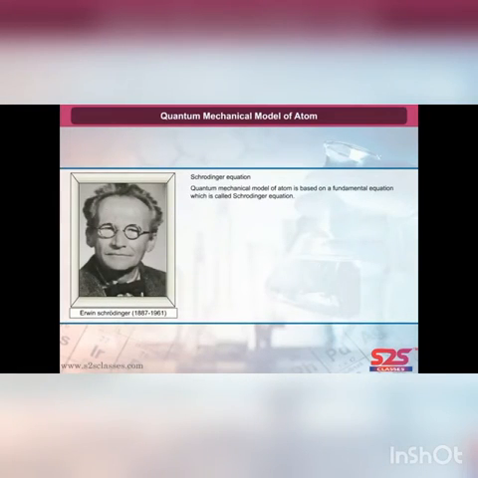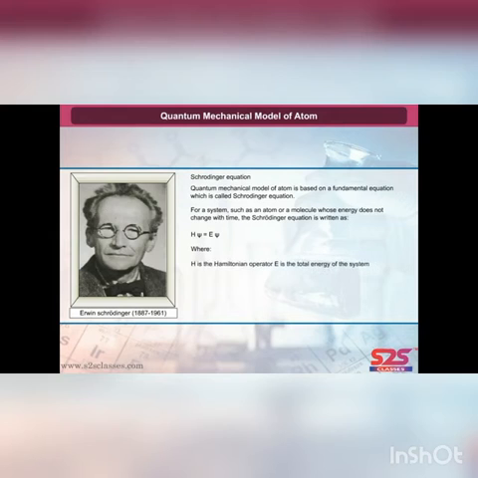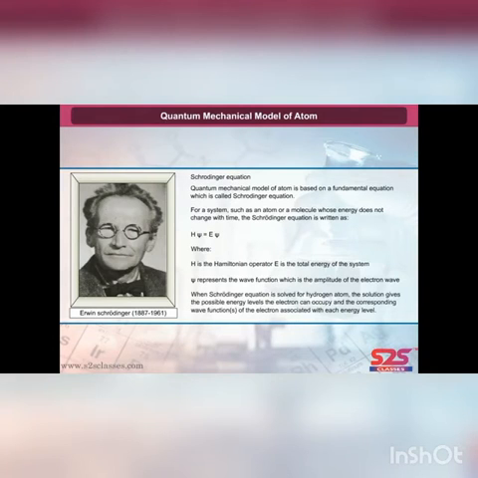Schrödinger equation. Quantum mechanical model of atom is based on a fundamental equation which is called the Schrödinger equation. For a system such as an atom or a molecule whose energy does not change with time, the Schrödinger equation is written as H psi is equal to E psi, where H is the Hamiltonian operator, E is the total energy of the system, and psi represents the wave function which is the amplitude of the electron wave. When the Schrödinger equation is solved for the hydrogen atom, the solution gives the possible energy levels the electron can occupy and the corresponding wave functions of the electron associated with each energy level.